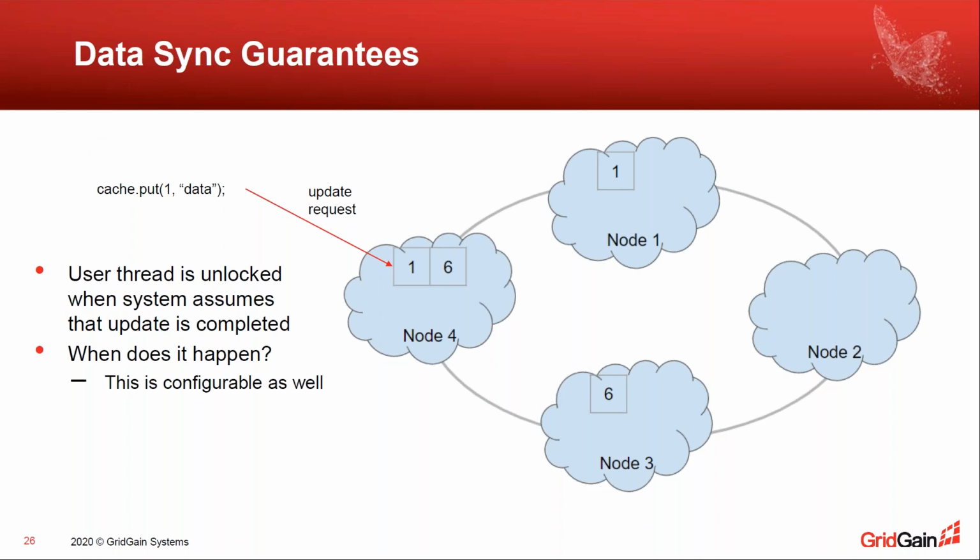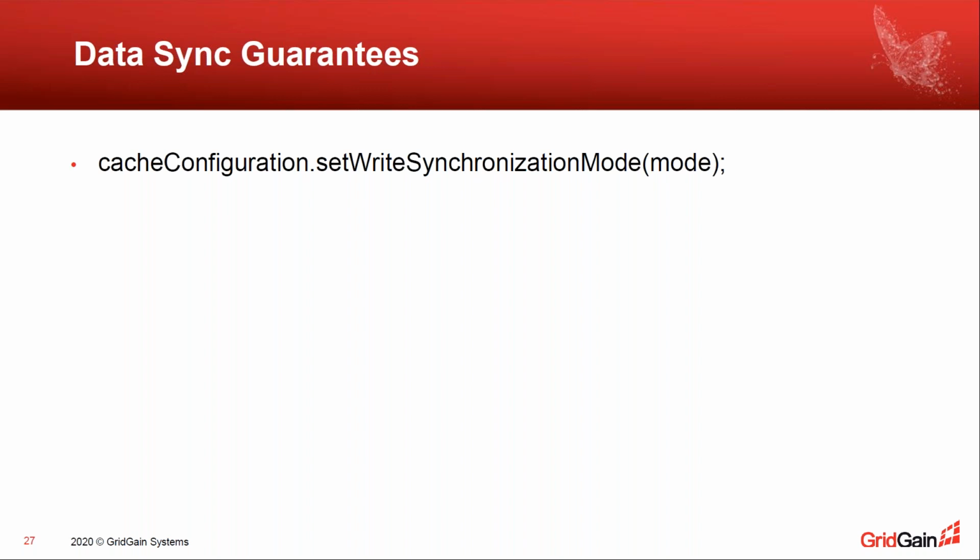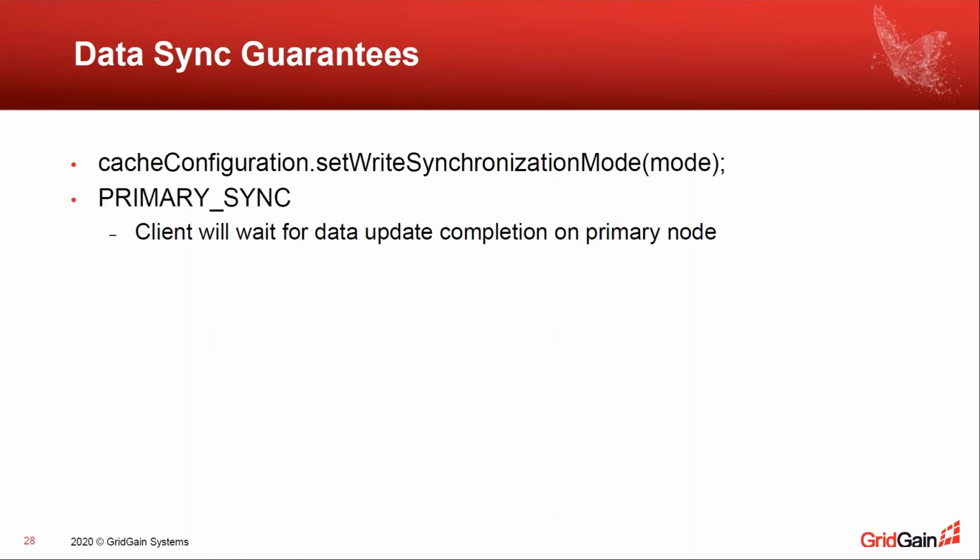Let's review the possible options of guarantees which you can choose if you want to configure data sync. It's configured with set write synchronization mode of the cache configuration, and there are 3 modes. The first one is the default. It's called primary sync, and in primary sync, the client will wait for data update completion only on the primary node.